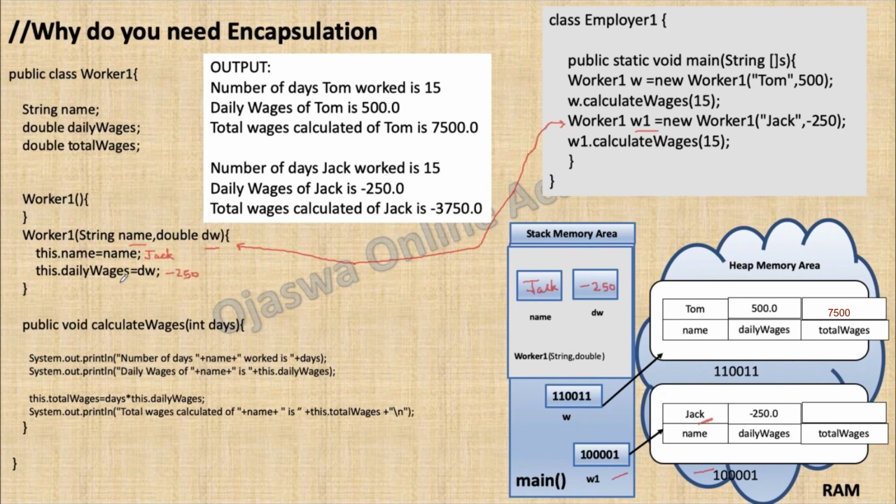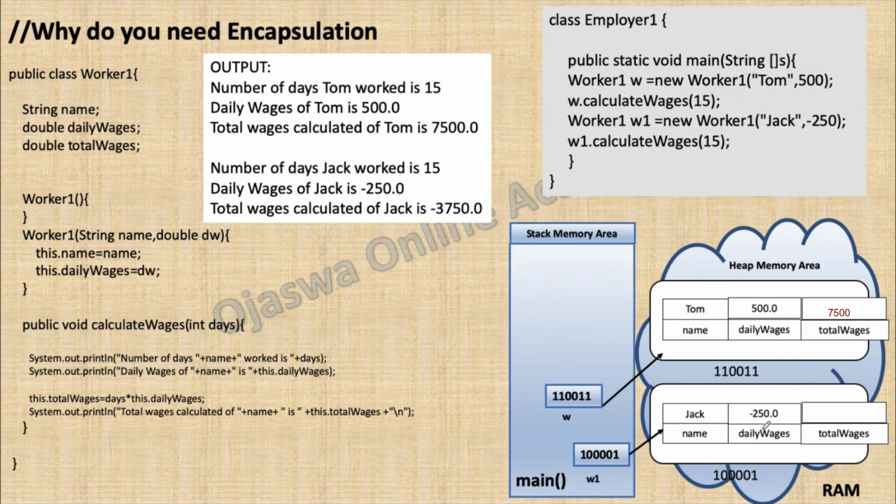So this.dailyWages is equal to minus 250. Hence value minus 250 is stored in the instance variable daily wages belonging to object W1. After the execution of the constructor, control goes back and memory from the stack is released. So the value set for daily wages is minus 250. Next statement is W1.calculateWages. We are giving a call to method calculateWages, and control of the program will go to the method definition.